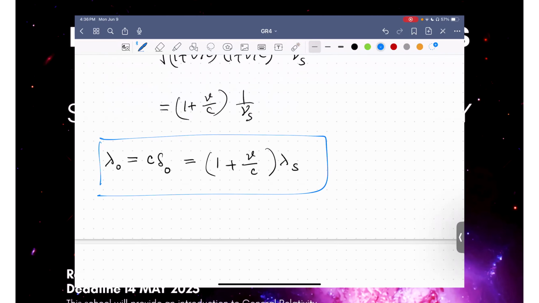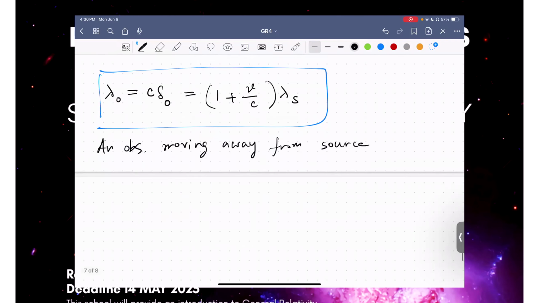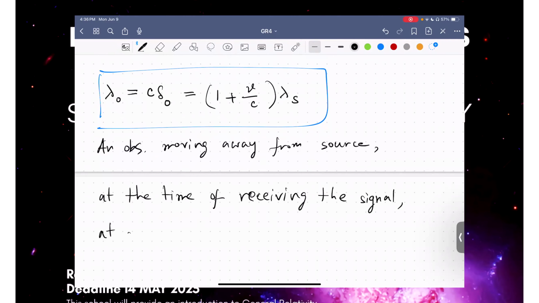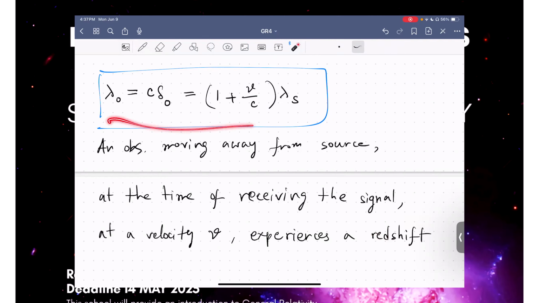So just keep in mind what it says, that an observer moving away from the source at the time of receiving the signal, with the velocity v, experiences a redshift, right? And this redshift is given by this.